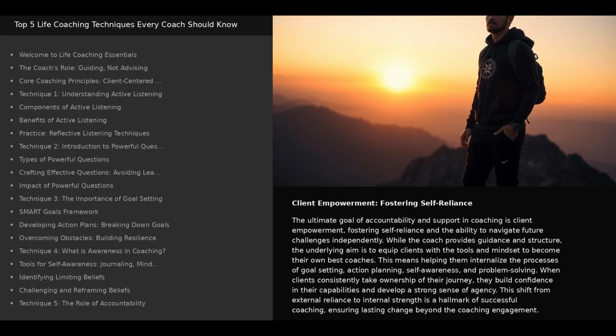Client empowerment, fostering self-reliance. The ultimate goal of accountability and support in coaching is client empowerment, fostering self-reliance and the ability to navigate future challenges independently. While the coach provides guidance and structure, the underlying aim is to equip clients with the tools and mindset to become their own best coaches.